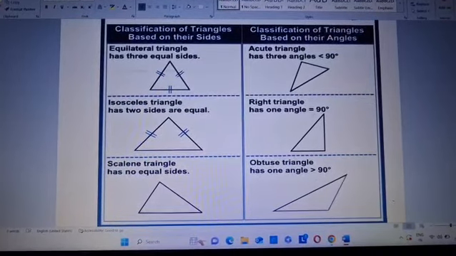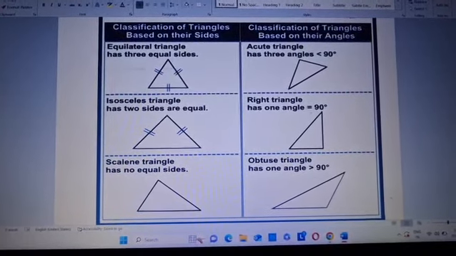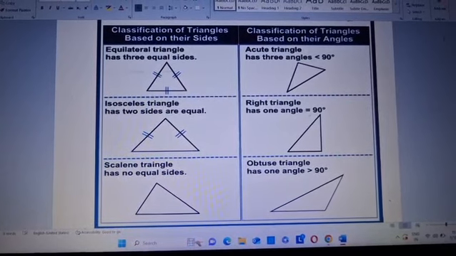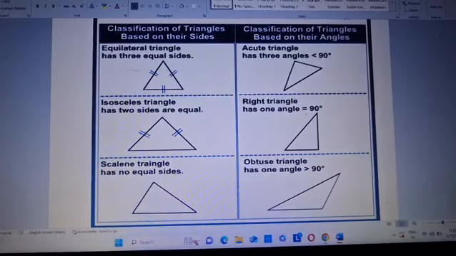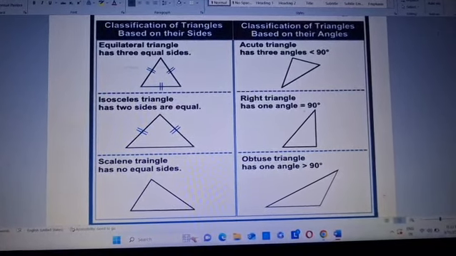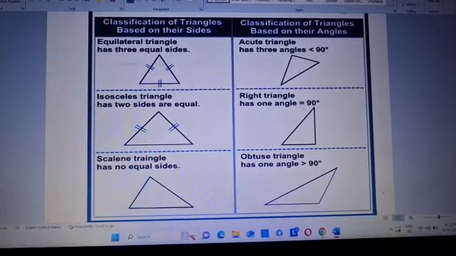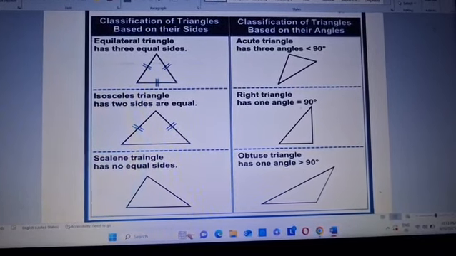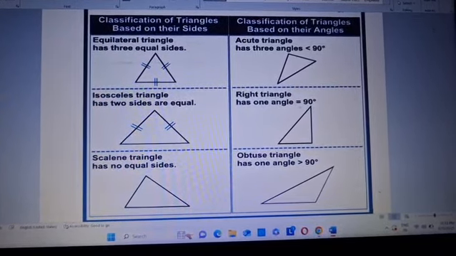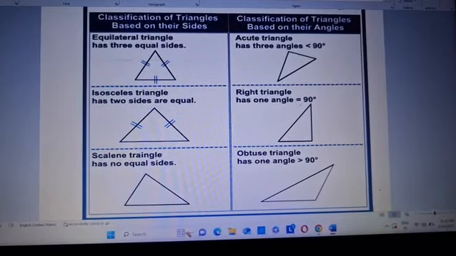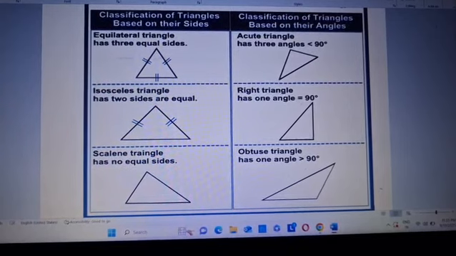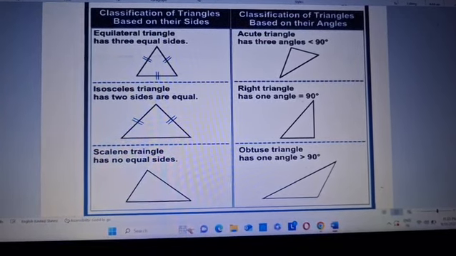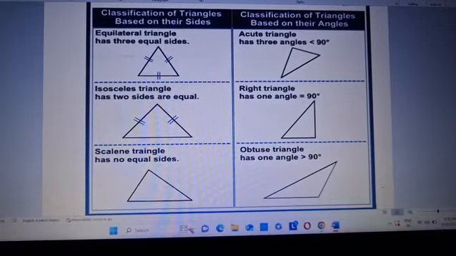Hello students, in this class we will learn about properties of triangles. Before that, we have to identify the types of triangles. So, the first topic of this class is classification of triangles, and we can classify triangles based on their sides and based on their angles. You can see on the screen that the types are given side by side.